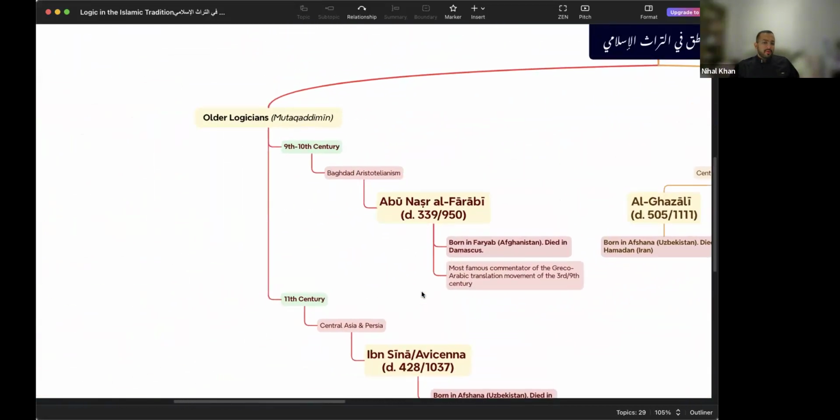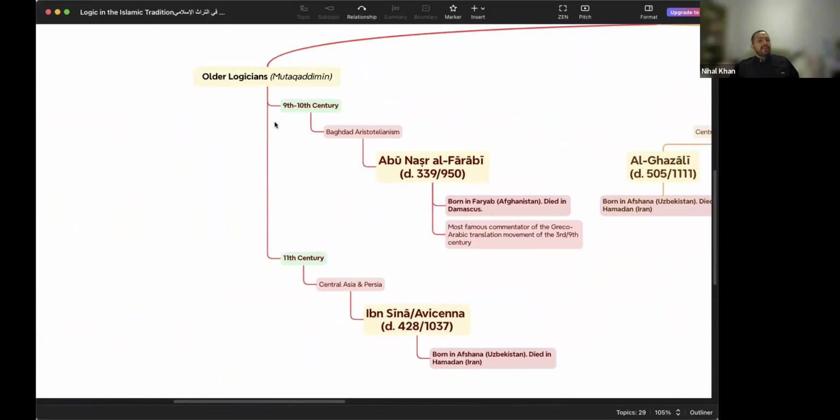What period are the older logicians from? Basically from the 9th to the 11th century. The 9th century is when? Around the year 1000. The 10th century is when? From the 1100s onwards. And the schools begin with two individuals that many of you may or may not be familiar with.